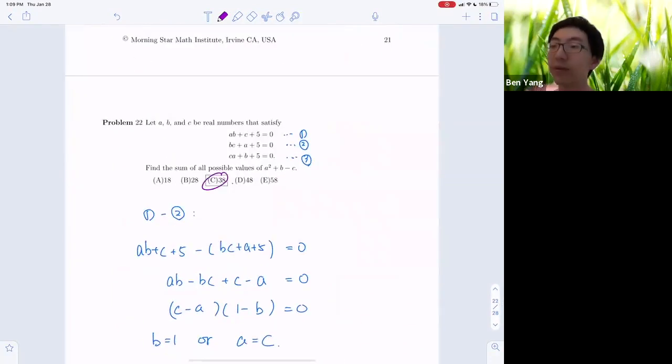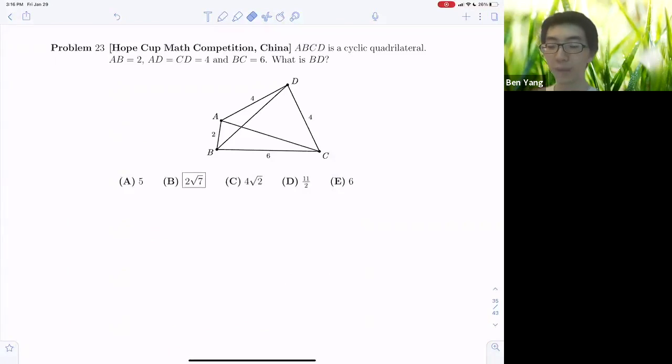C here. Problem 23. This is a geometry question. We have ABCD, that's a cyclic quadrilateral, with AB equal to 2, AD equal to 4, CD equal to 4, and BC equal to 6. And we want to find the length of BD.